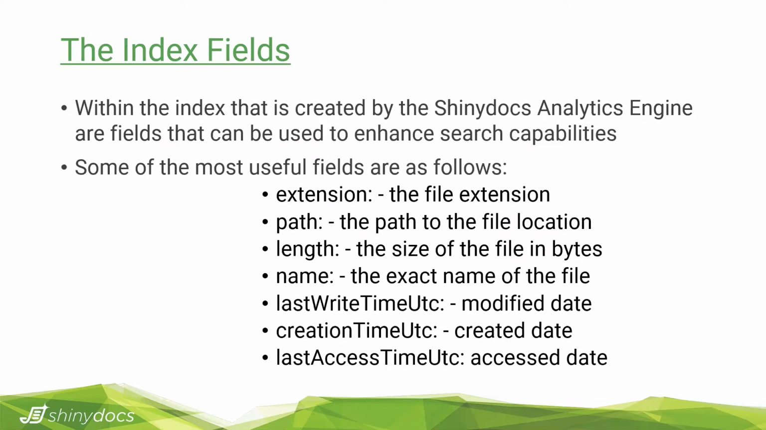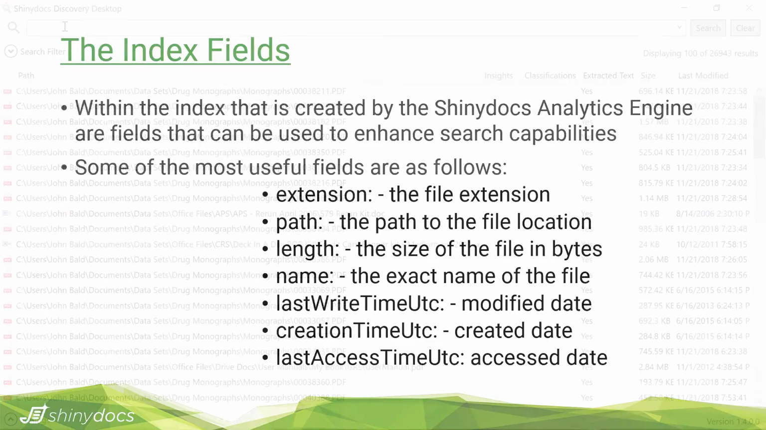capabilities. Some of the most useful fields are as follows: extension, the file extension; path, the path to the file location; length, the size of the file in bytes; the name, the exact name of the file; the last write time UTC, which is the modified date; creation time UTC, which is the created date; and the last access time UTC, the access date, just to name a few.